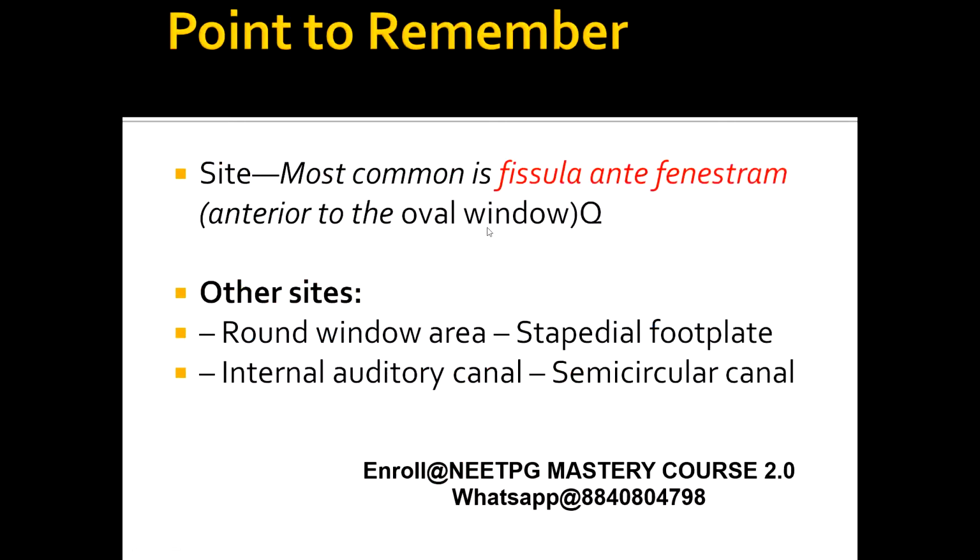Most common site is fissula ante fenestram, that means anterior to the oval window. So this is the most common site where otosclerosis occurs. That means the stapes footplate at this site is most commonly found to be fixed, and as a result we get conductive hearing loss, because now the ossicular chain is not able to vibrate and conduct the sound, because the stapes footplate is fixed and it is not able to vibrate to transfer the sound vibration into the inner ear. Other sites are round window area, internal auditory canal and semicircular canal.